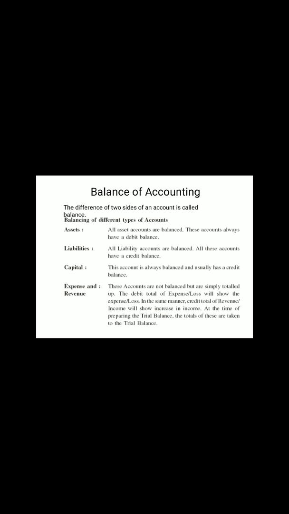But the result is the same, whether you use the rules of debit and credit or the nature of account. Assets and expenses will remain on the debit side of the trial balance. Liabilities, capital and revenue will remain on the credit side of the trial balance as a balance. First, the assets: all the asset accounts are balanced, and these always show a debit balance, so they will be shown on the debit side of the trial balance.